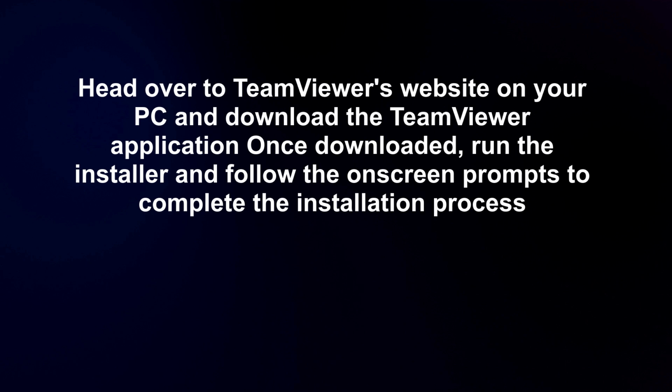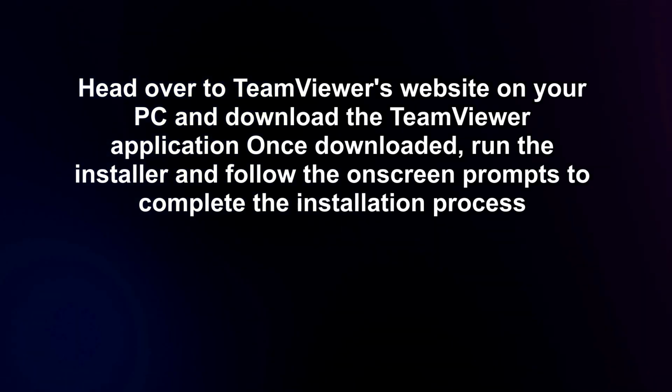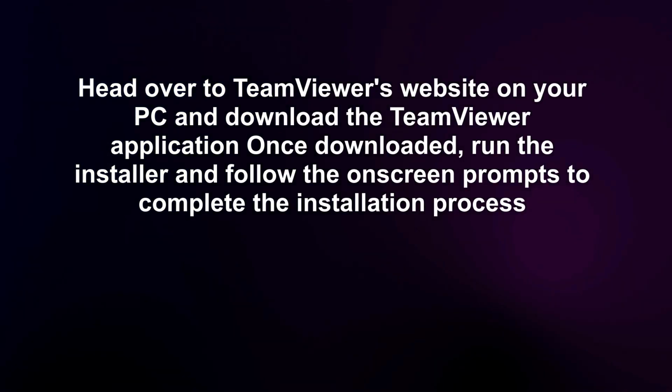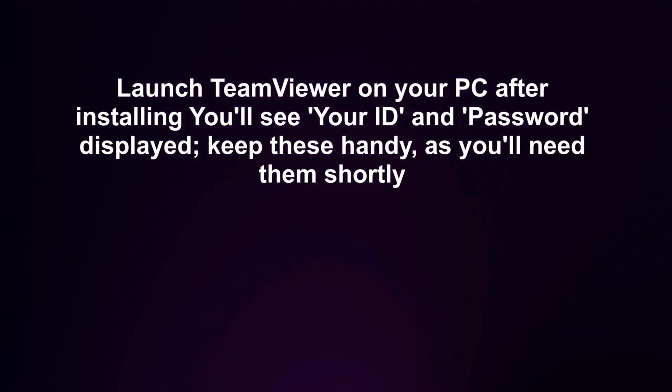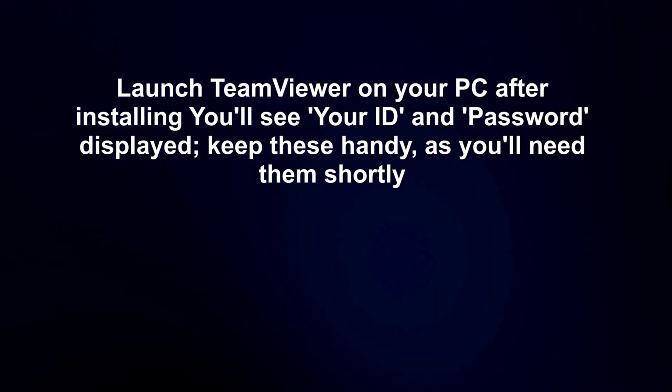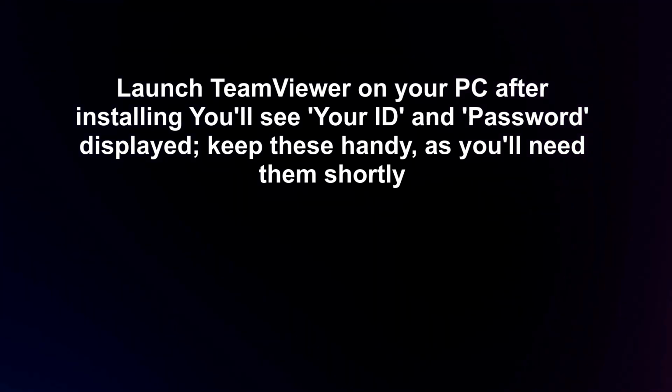Head over to TeamViewer's website on your PC and download the TeamViewer application. Once downloaded, run the installer and follow the on-screen prompts to complete the installation process. Launch TeamViewer on your PC. After installing, you'll see your ID and password displayed. Keep these handy, as you'll need them shortly.